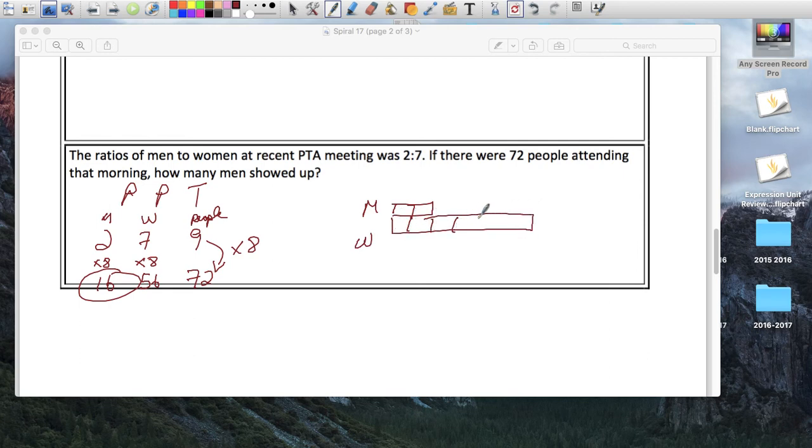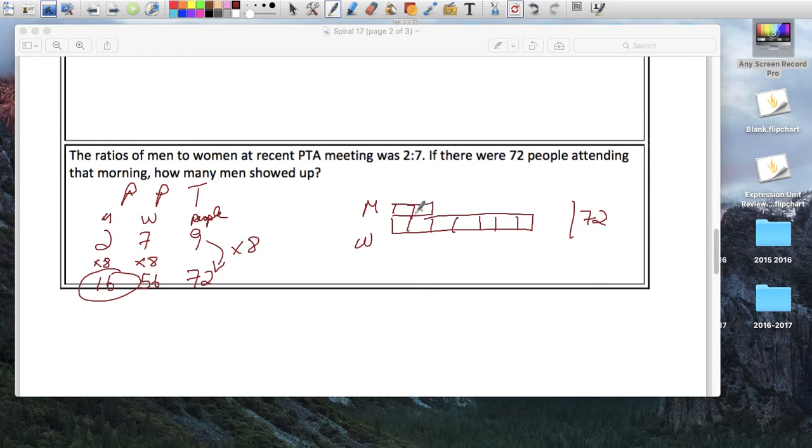1, 2, 3, 4, 5, 6, 7. So 7 boxes. So 72 does not go on top of the men. It doesn't go here at the bottom to represent the total of men, but instead will go here on the side like this, because it represents the total amount of people. So all these boxes added up, all the people inside these boxes added up gives me 72.